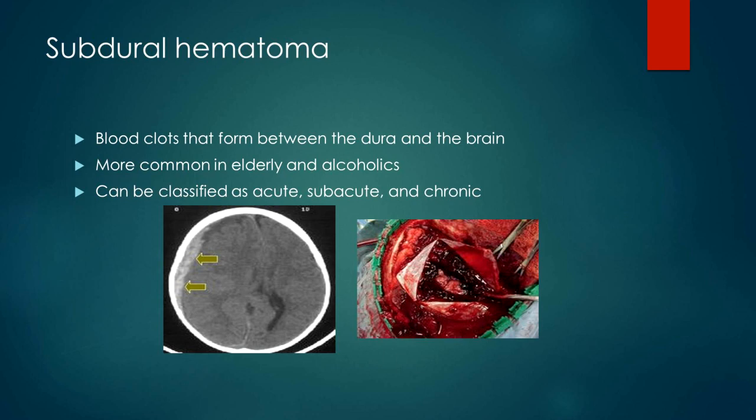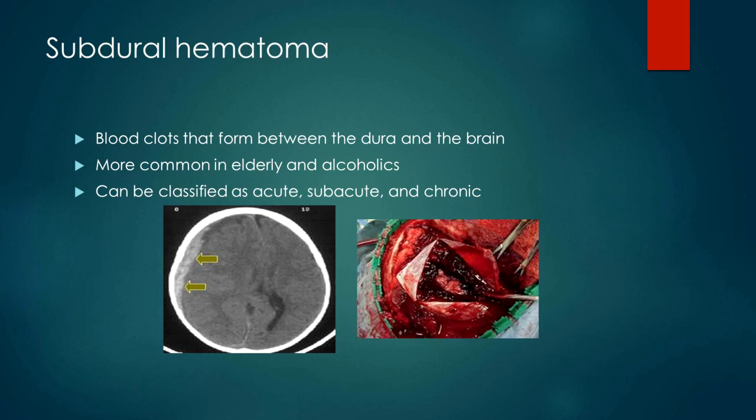These patients typically have extensive brain atrophy, which exposes those bridging veins and makes them weak. Acute subdural patients are usually symptomatic within 24 hours. Have rapid loss of consciousness. They may or may not have lucid periods in there. Subacute are symptomatic between 24 hours and 2 weeks, and chronic are greater than 2 weeks.